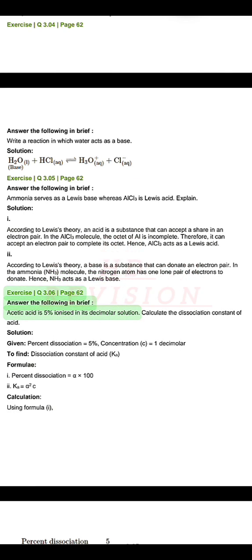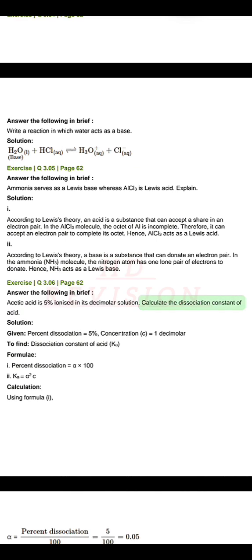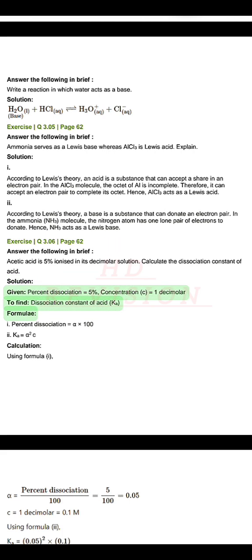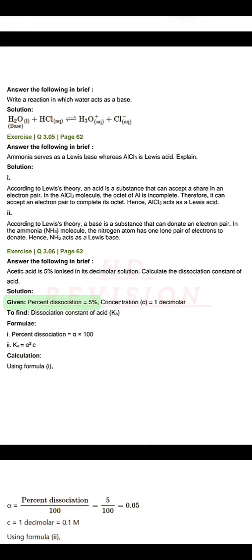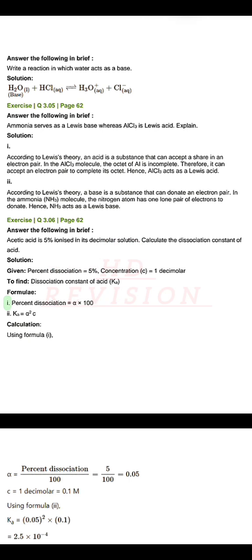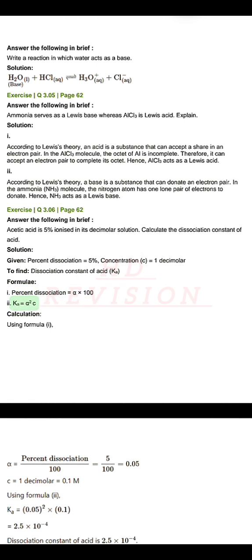Exercise Q3.06, page 62. Answer the following in brief. Acetic acid is 5% ionized in its decimolar solution. Calculate the dissociation constant of acid. Solution. Given: percent dissociation equals 5%, concentration C equals 1 decimolar. To find: dissociation constant of acid, Ka. Formulae: I. Percent dissociation equals alpha times 100. II. Ka equals alpha squared times C.